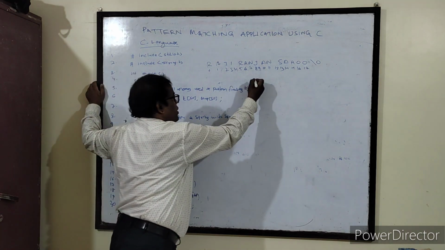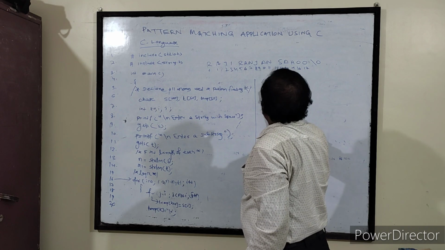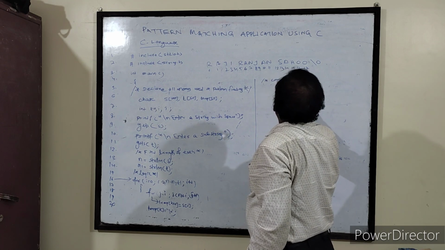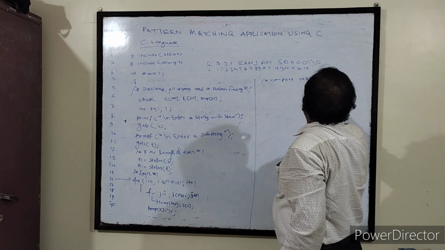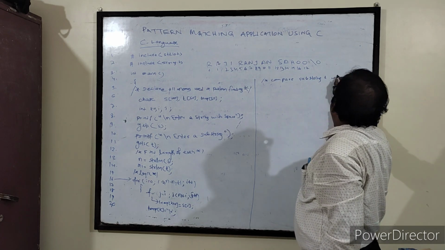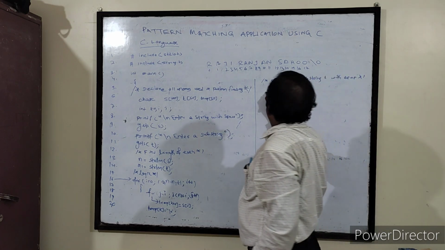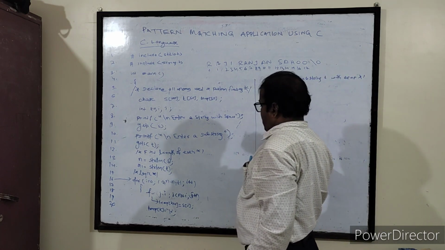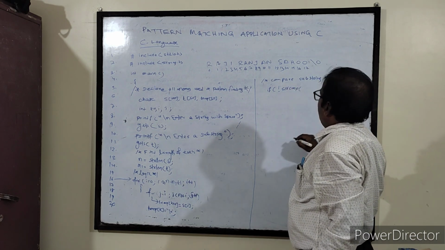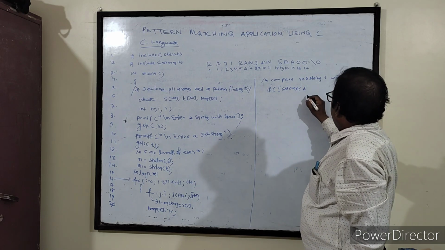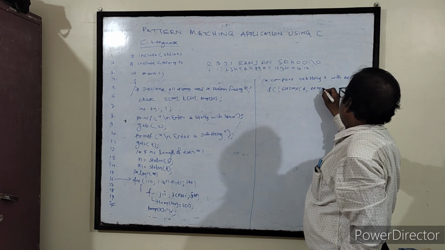Continuing this part, we can write here: now we will compare the substring T with temp. So what I have to do? If I use the string comparison function here, strcmp, I'll write here T comma and temp. So that is the logic here.